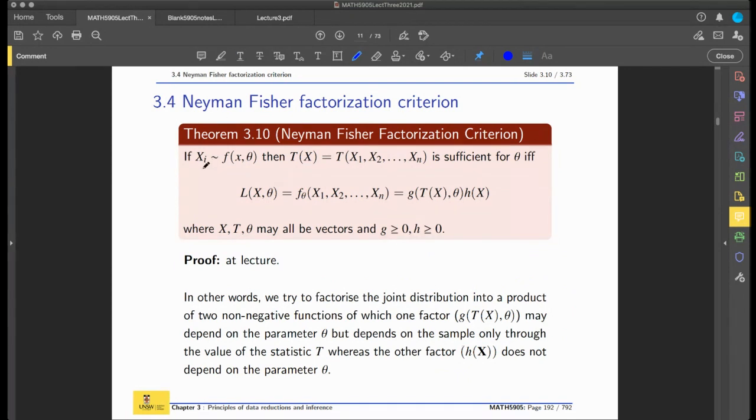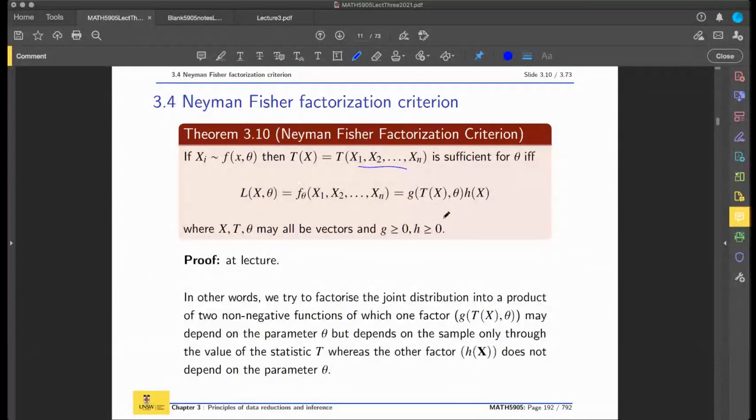The theorem says that if xi is distributed according to f, where f is some family of distributions parameterized by theta, then the statistic T(x), which is just a function applied on my sample, is sufficient for theta if and only if, so there are two statements to show, if it's sufficient, then I can write my likelihood, L(x; theta), which is just the joint density of my observations, in this form. And also, if I can write it in this form, then it's also sufficient. So there are two things to show there.